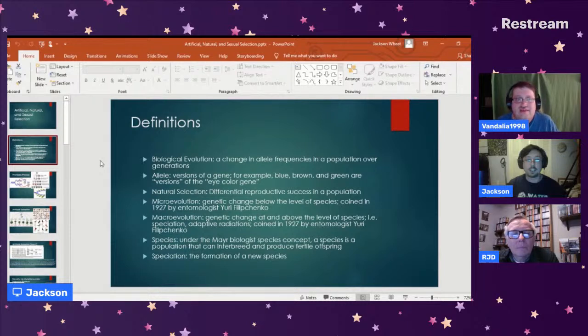So two other definitions I think are very important to discuss are micro and macro evolution, because I know there are lots of creationists who love to distinguish between these, but as with everything in biology, it's really a sliding scale. The point at which microevolution stops and macroevolution starts is very nebulous. It's easy to say it's below or at the species level, but considering there's not just one species concept, that doesn't really mean anything.